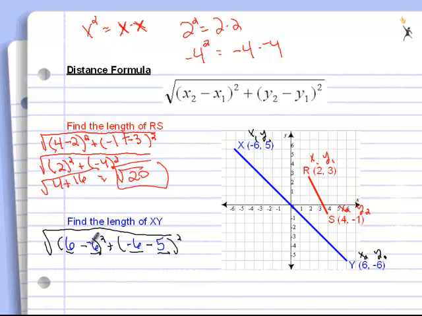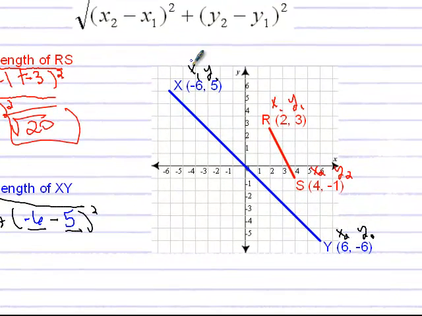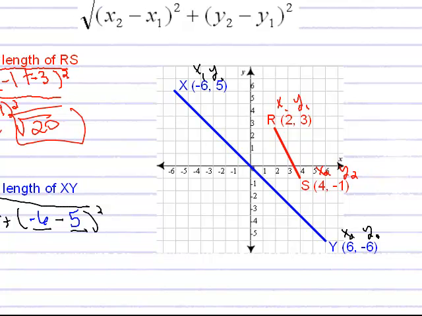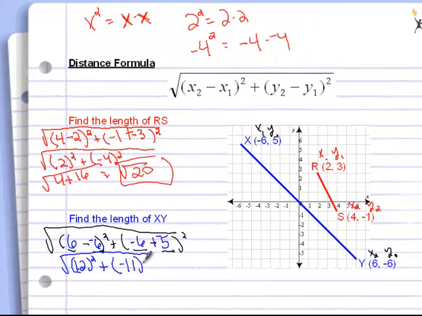Hopefully this is what your problem looks like. 6 minus a negative 6, because 6 was our x2, negative 6 was our y1, so we have 6 minus negative 6. And then, instead of y2 minus y1, we have negative 6 minus 5. Now we can simplify this. 6 minus a negative 6 is the same as saying 6 plus 6, which is 12. And that still needs to be squared. A negative 6 minus 5 is the same as a negative 6 plus a negative 5, which is negative 11. Still needs to be squared.